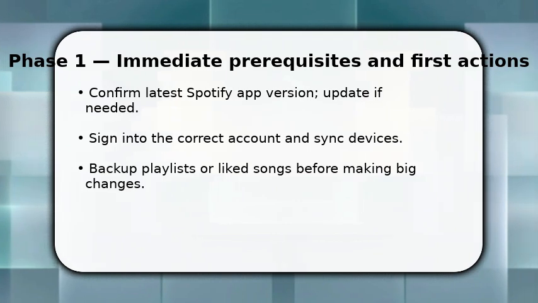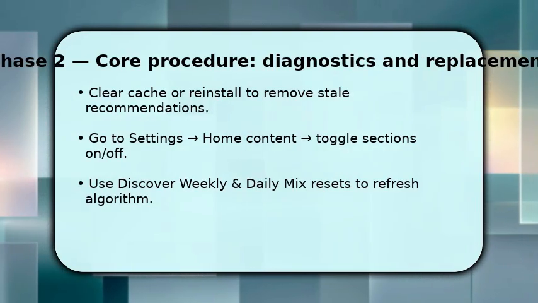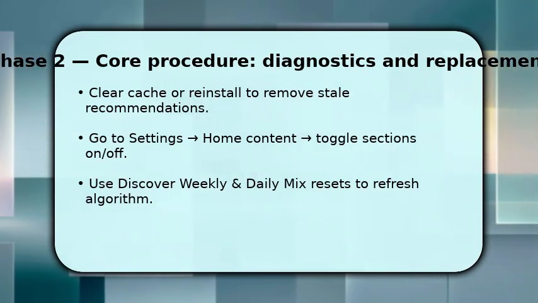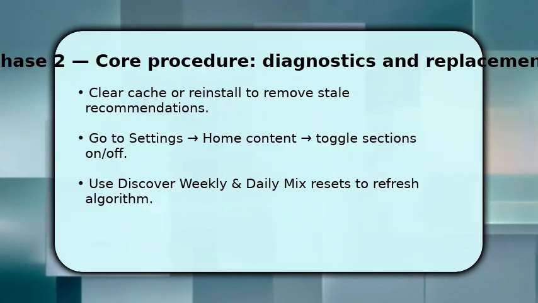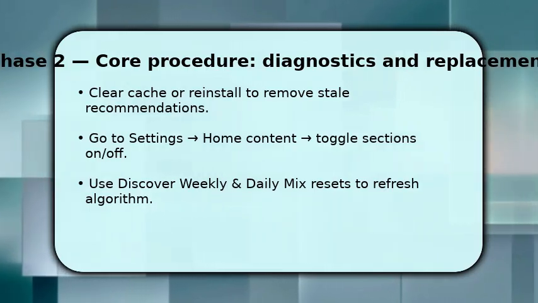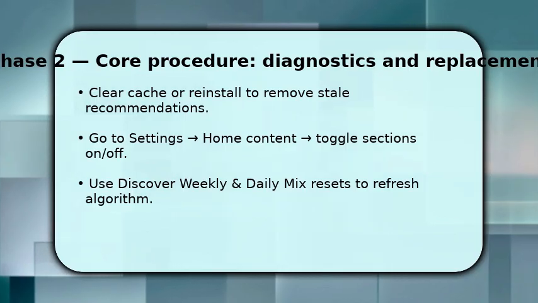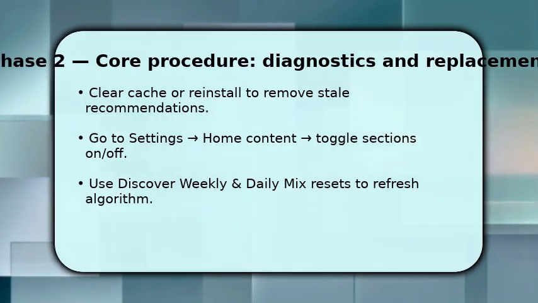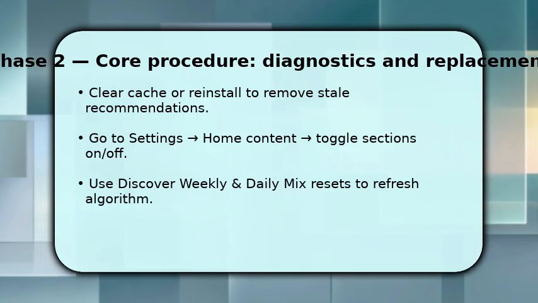Now you'll clear the cache or reinstall the app if recommendations are stale. This forces Shopify to rebuild the home feed. Next, go to Settings, locate Home Content, and toggle specific sections on or off. This controls what modules appear and reduces clutter.